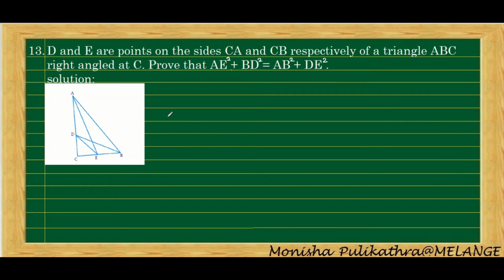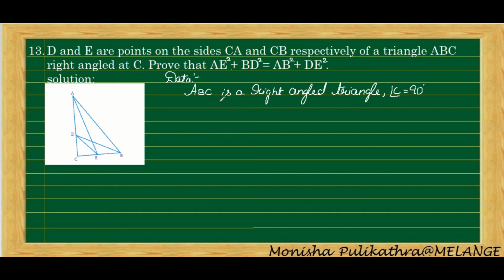Moving on to the 13th problem. Here D and E are the midpoints of sides AC and CB respectively of triangle ACB. We need to prove that AE square plus BD square is equal to DB square plus DE square. Now we can write the data here first. So data is ABC is a right angle triangle, right angle at C. So angle C is equal to 90 degree.